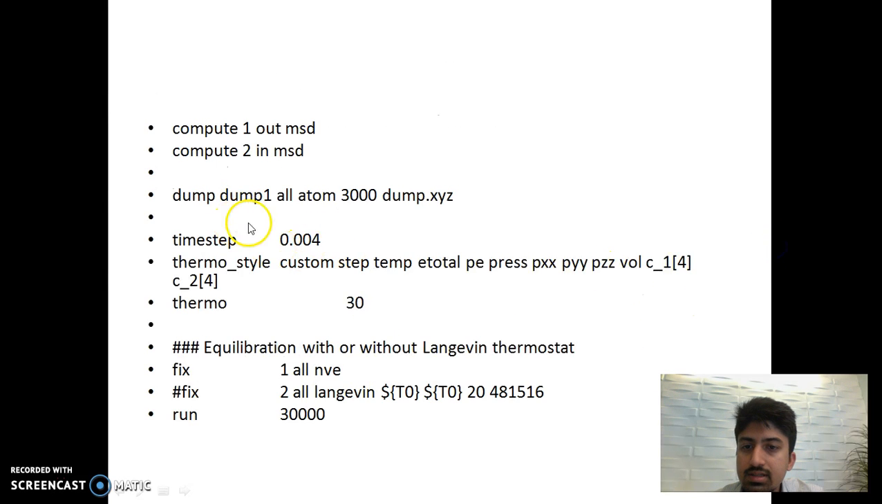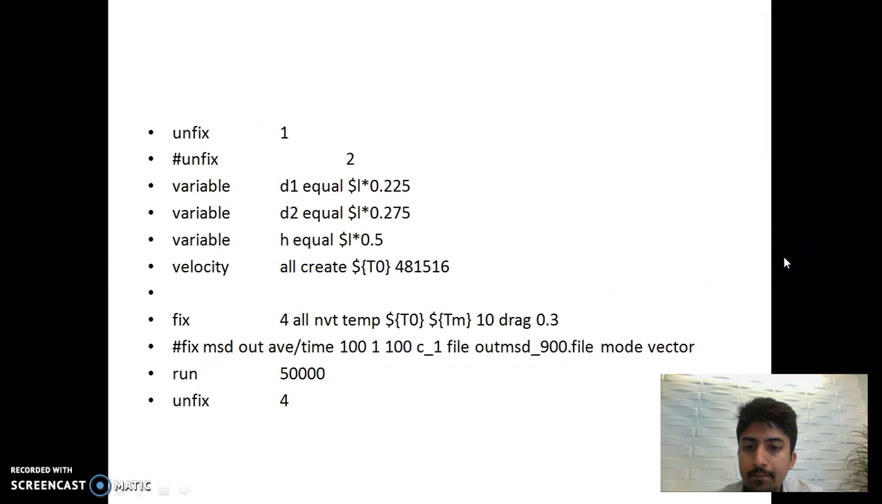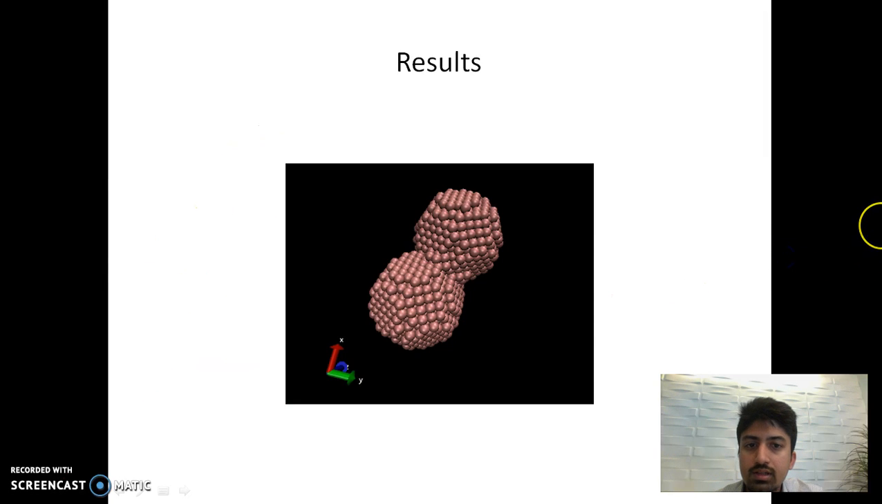This is the dump file. The dump file will be generated after the simulation is over, along with the log file. This was the result that I got after the simulation was over. I could view this in VMD, the Visual Molecular Dynamics, which is software for visualizing the results generated by the molecular dynamics technique.